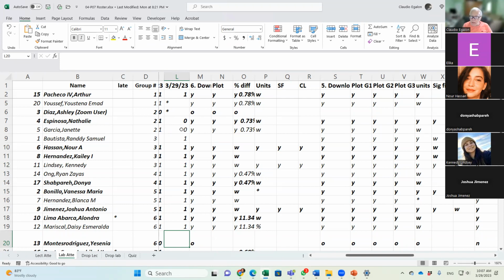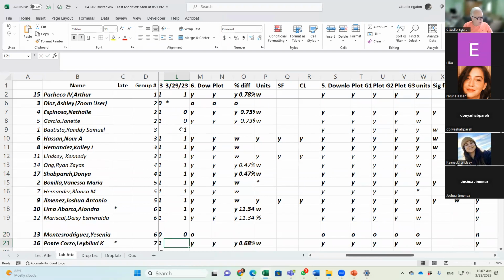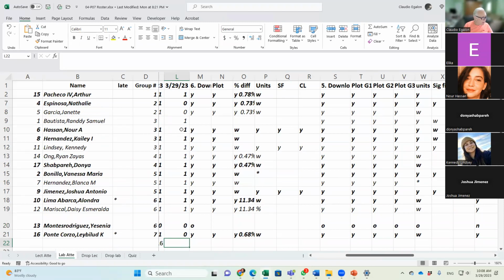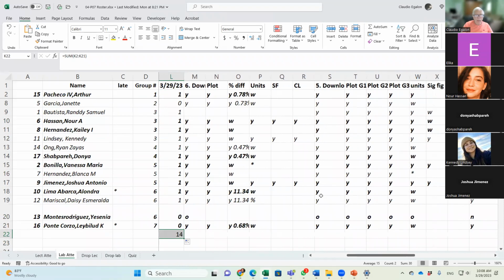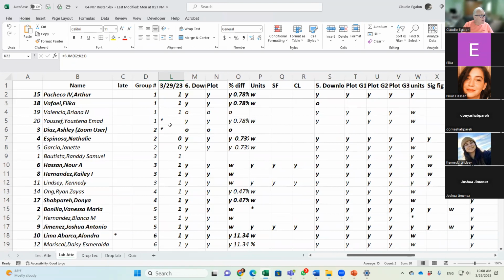I don't see Yesenia here. Okay, let's put Yesenia here. Labelud. I don't see Labelud either. And we have how many? 14. 2 students didn't answer. 16. Justena, are you there? Ashley, are you there? Okay, so I don't hear from neither one.